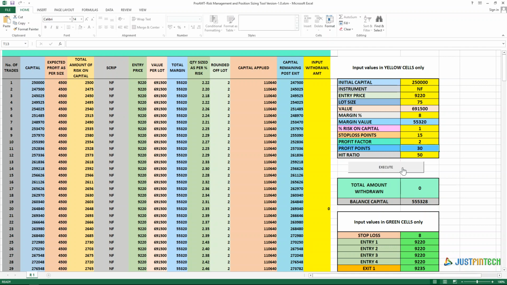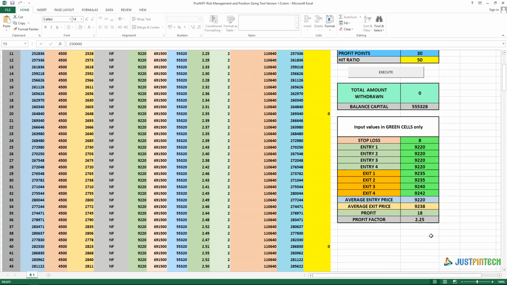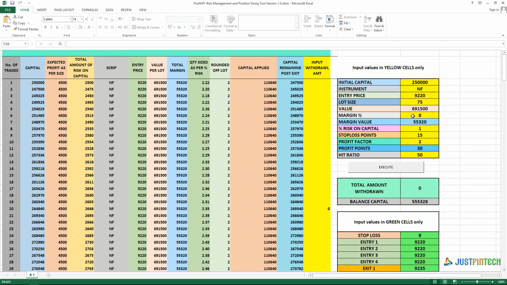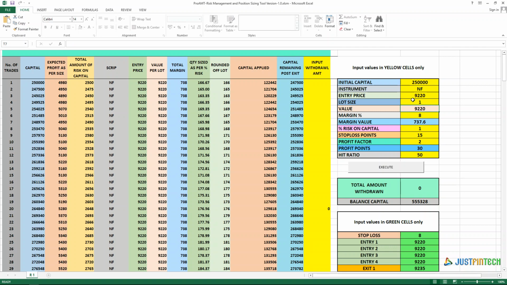Now suppose anybody wants to change anything, you can change in these yellow cells. First find your average entry and exit points, put that profit factor here, put your stop loss as well as the risk on capital that you want to trade, that also you can put in here, and then calculate. If somebody is trading, let's say, stock, then all they have to do is put the number of shares instead of lot size, put the number of shares as one.